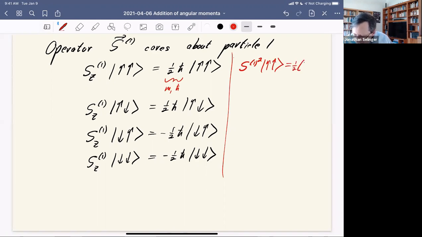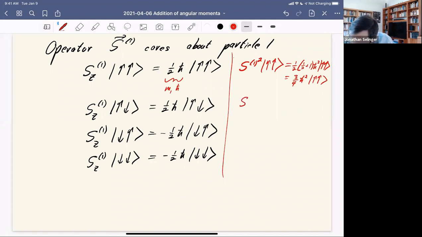1/2 times 1/2 plus 1 times h bar squared times that state up, up, because it reports the eigenvalue of S squared associated with particle 1. So that's the 3/4 h bar squared, right? That's S times S plus 1 times h bar squared, associated with particle 1 times the state up, up.